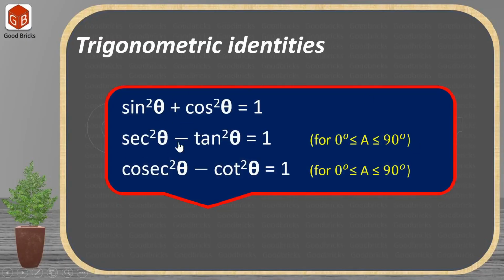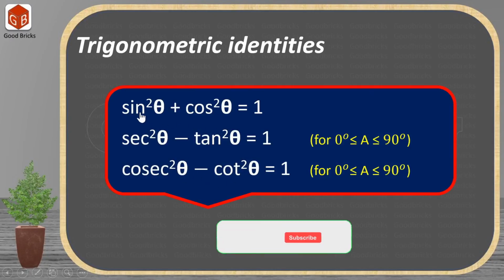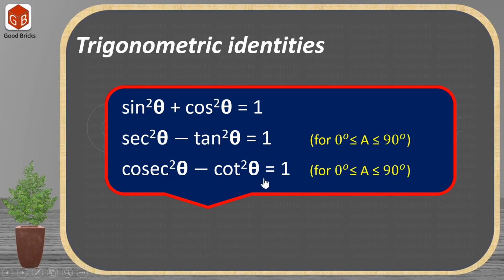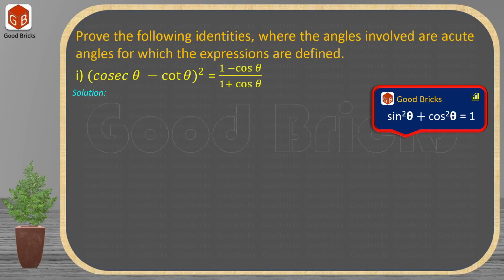And you have three identities only in your 10th class. What are they? Sin square theta plus cos square theta is equal to 1. Secant square theta minus tan square theta is also equal to 1. Cosecant square theta minus cot square theta is also equal to 1. These are the only three trigonometric identities which you have in your class 10th. Now let us solve one problem based on trigonometric identities.